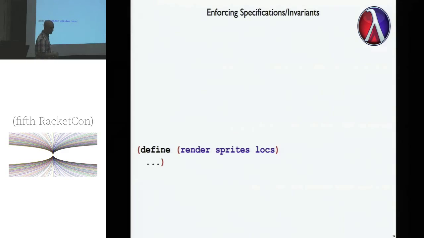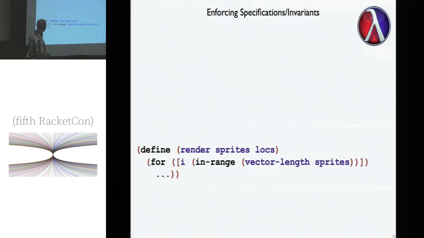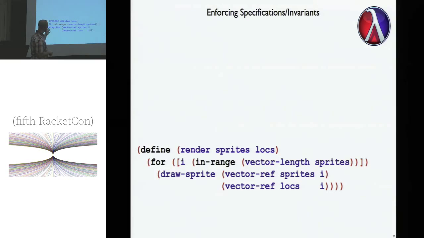Maybe there's a render function, okay? And this function takes a vector of sprites and of locations to draw them to the screen, perhaps. And so this is just a really basic, we're looping i, the index variable, from 0 to 1 less than the vector length. And we're going to draw each of those sprites in order.